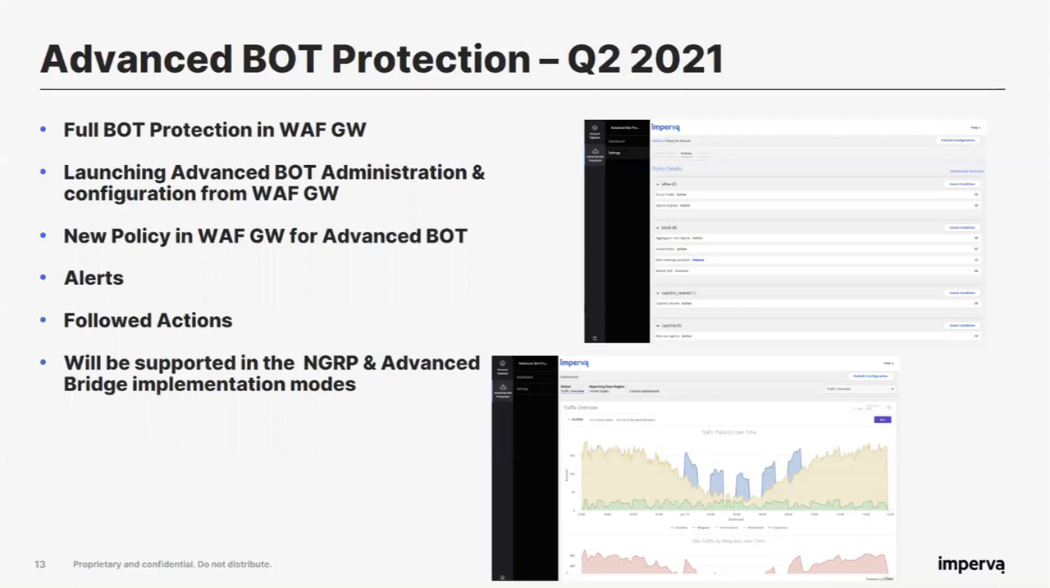So the advanced bot protection integration is planned to be supported in the new user space implementation modes I was just talking about, the NGRP and the advanced bridge. Because the way we implement it is through the user space, it will support the new implementation methods.